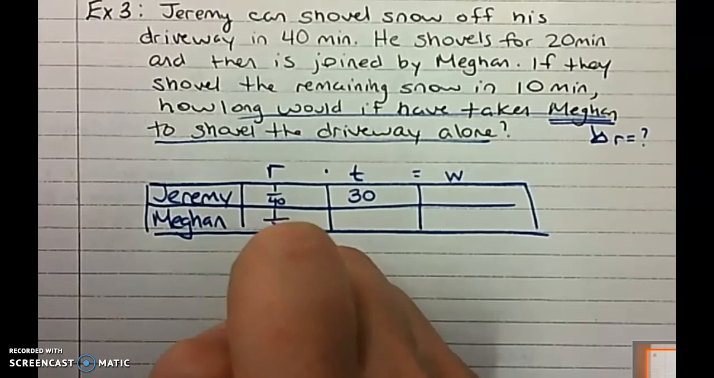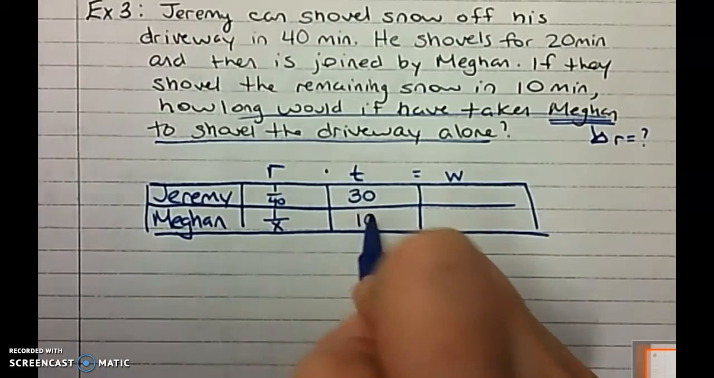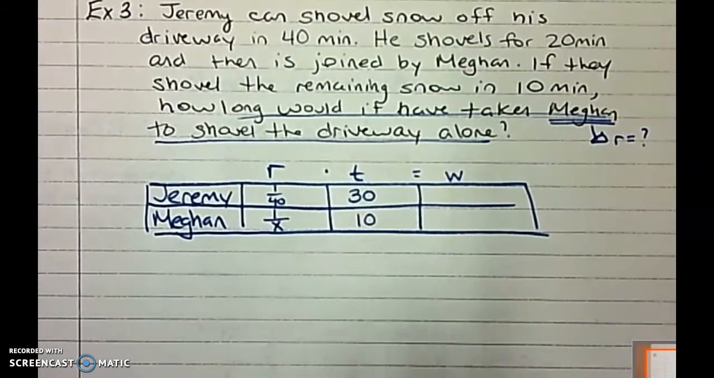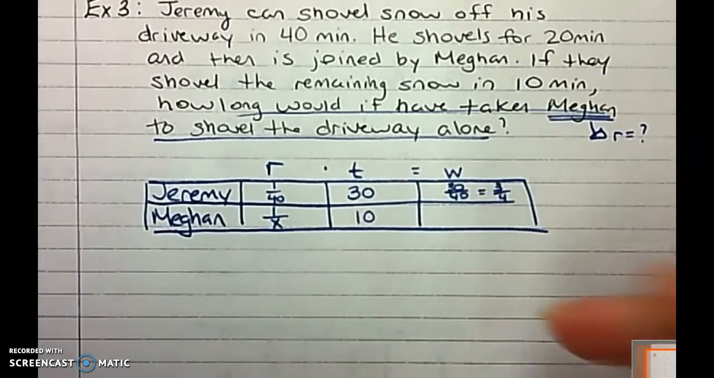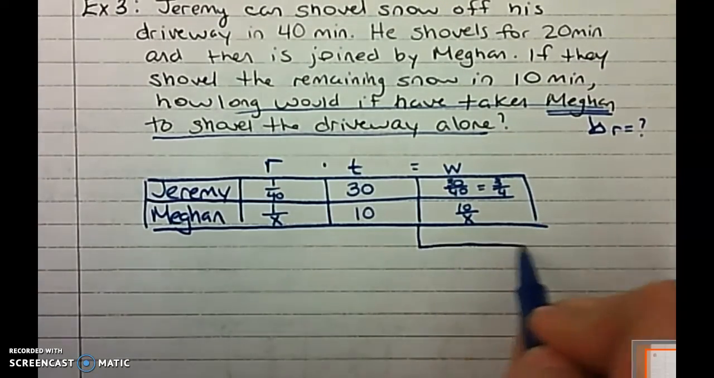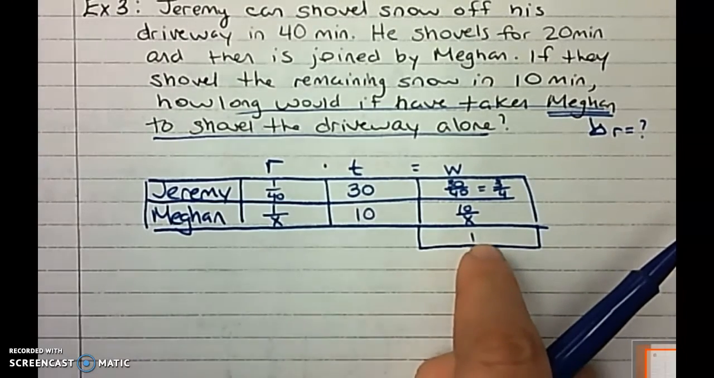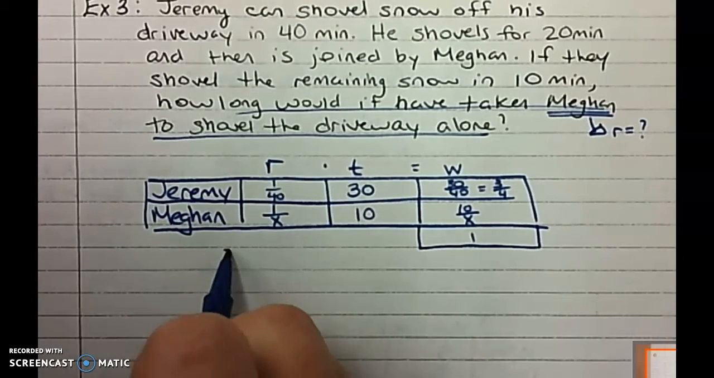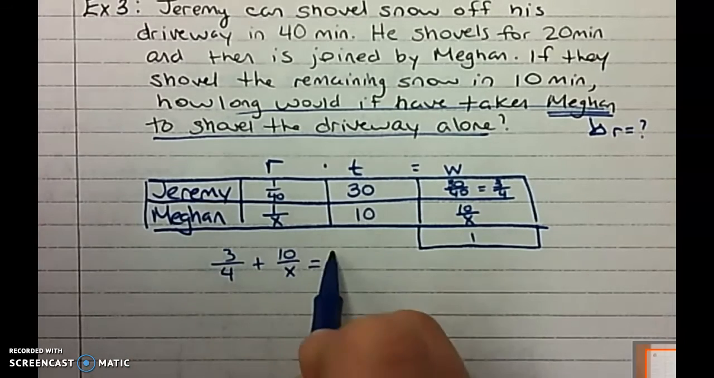So we're going to say 1/x. We know that she was shoveling for 10 minutes. And now we can multiply across. So we get 30/40. We can go ahead and reduce that to 3/4. And then we get 10/x. But together, they completed one job. So that's always staying consistent. Okay, so let's look at our equation. We have 3/4 plus 10/x equals 1.